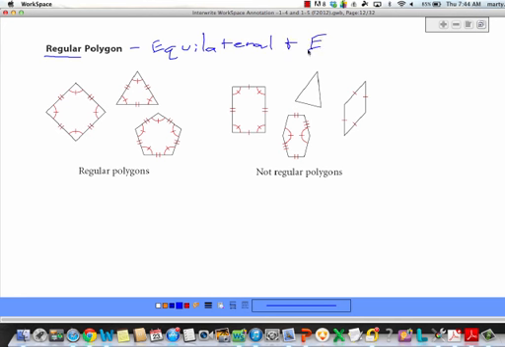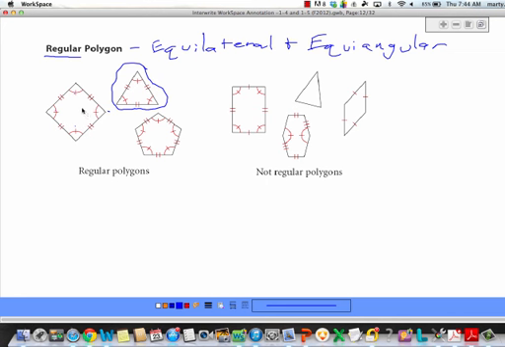Regular polygons are both equilateral and equiangular. Now, we automatically know this one. We've known this one for a long time. We call that an equilateral triangle, but again, it's both equilateral and equiangular. So we will work a lot with regular polygons. Whenever we say something's regular, we automatically know that all the angles are the same.